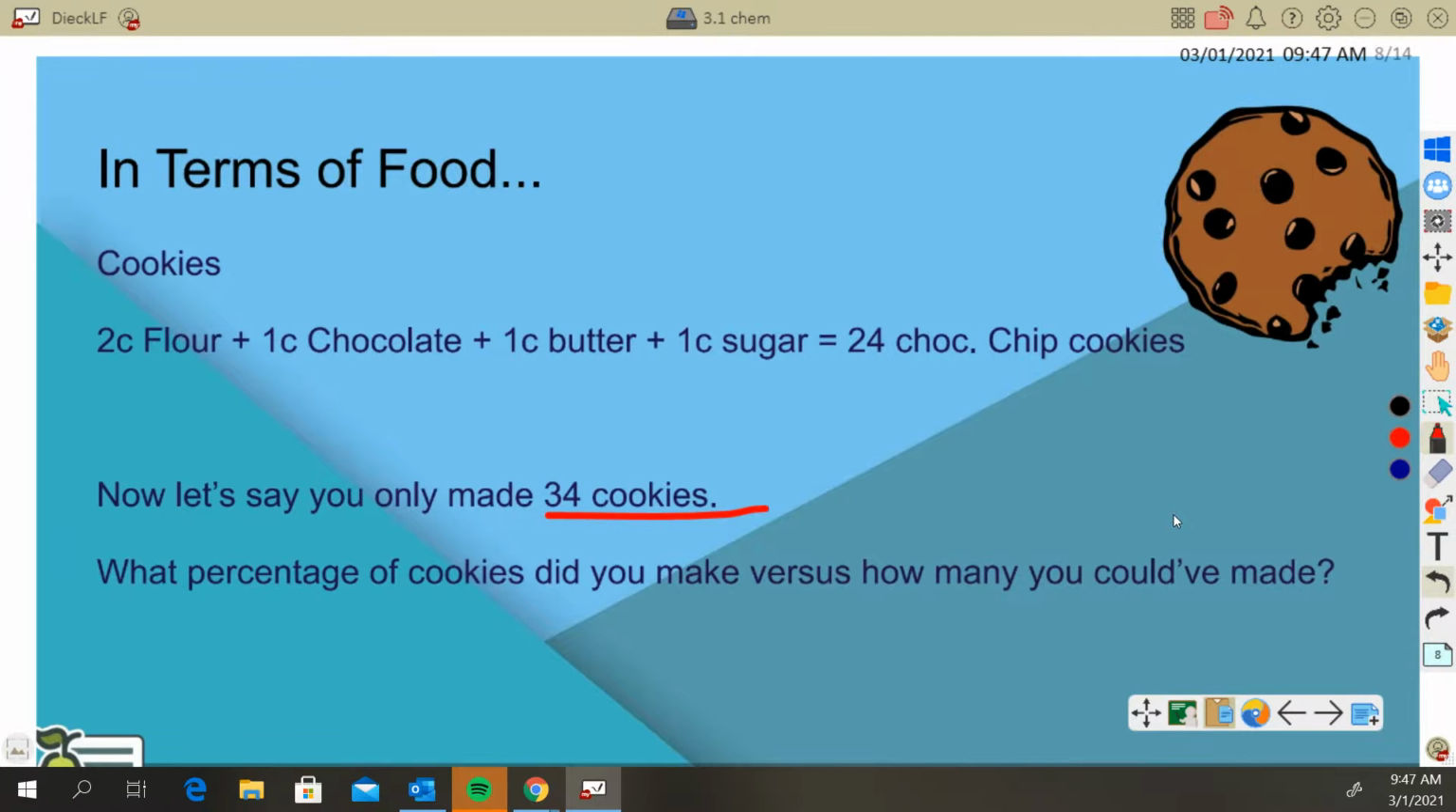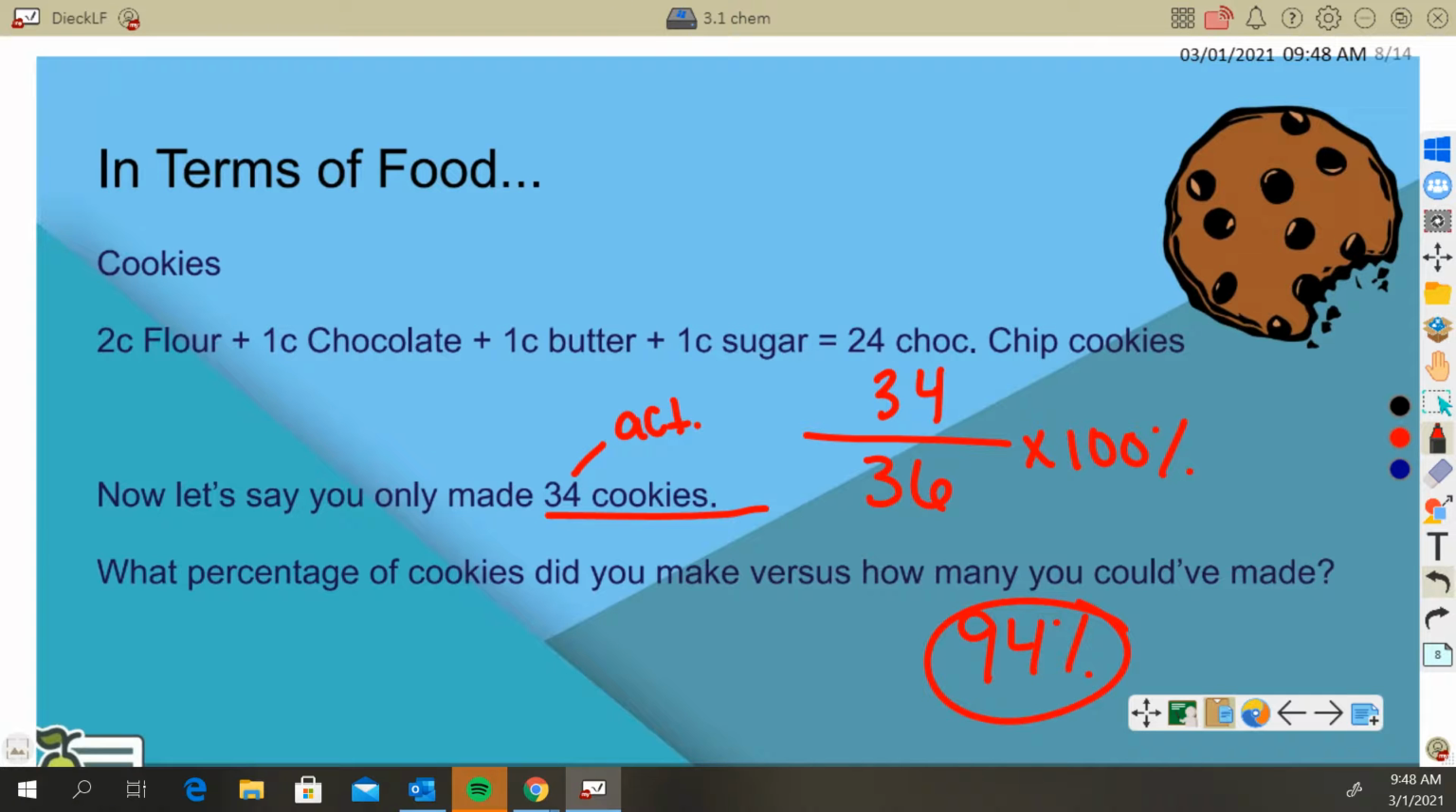So we're going to take our 34, which is our actual yield. This is our actual. And we're going to put it over our theoretical yield, which we said was 36. And we're going to multiply that times 100%. And when we do that, we get an answer of 94% yield. So we made 94% of what we were expected to make in terms of cookies. That's pretty good though, right? It's not perfect, but that's pretty good if you could make 94% of what you were expected to make.